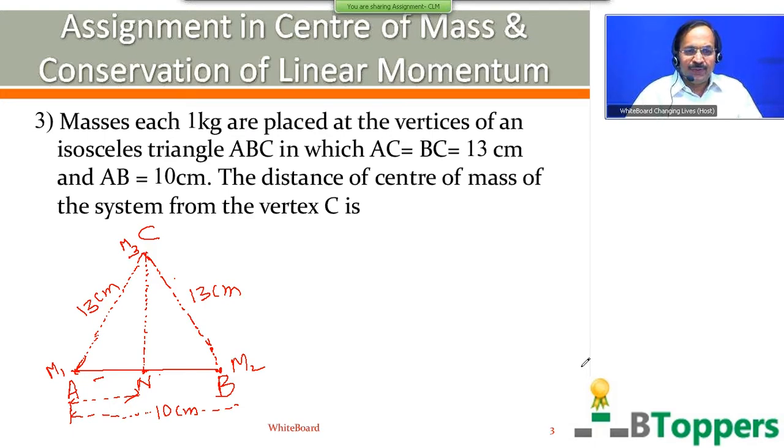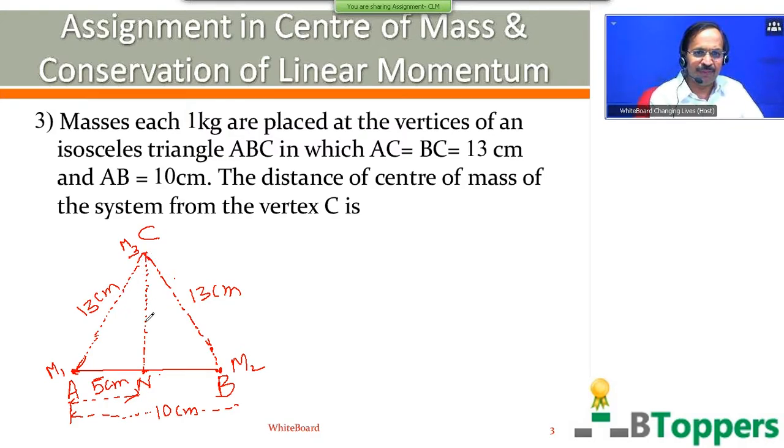Let N be the midpoint of side AB. Because ABC is an isosceles triangle, the vertex C lies on the perpendicular bisector of the side AB. So N is the midpoint of side AB, or you can say N is the foot of the perpendicular dropped from C on the side AB. So the distance from A to N will be half of the distance from A to B. That is 5 centimeters. Half of 10 centimeters.